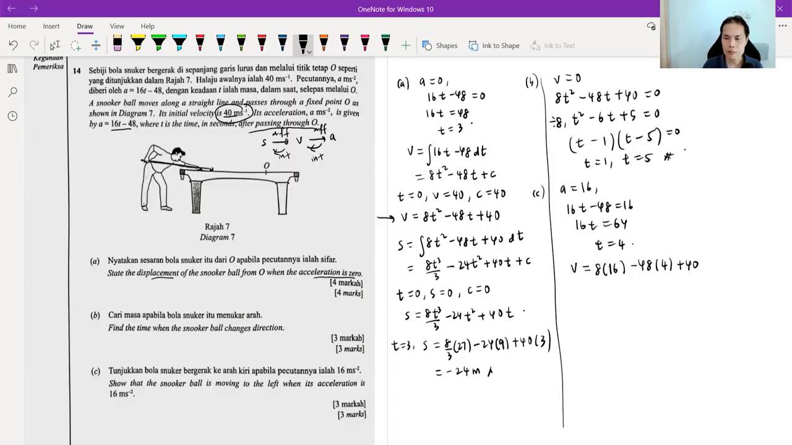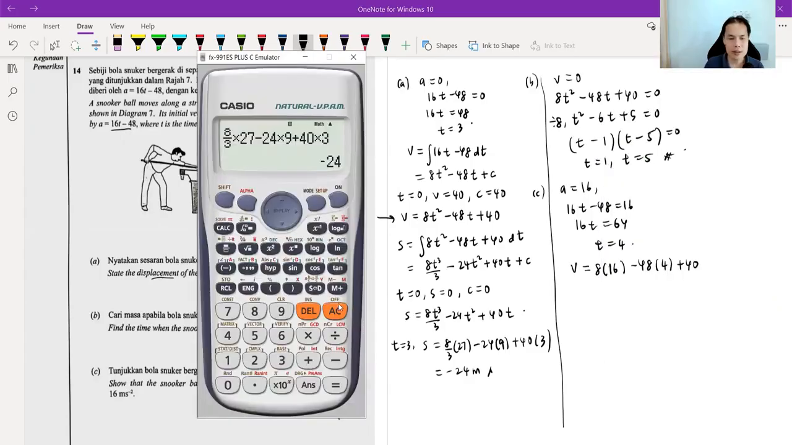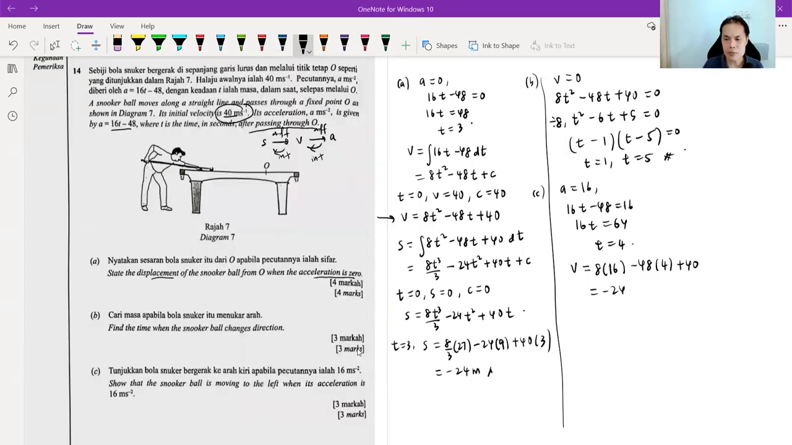Okay, now let's use your calculator here. This is 8 times 16 minus 48 times 4 plus 40. There you go. My answer is negative 24. Now, the most important thing is not the value, not the magnitude. It's the sign here. Your v is less than 0. So meaning the snooker ball is moving to the left. That's all. We show v is less than 0, so we know it's moving to the left.